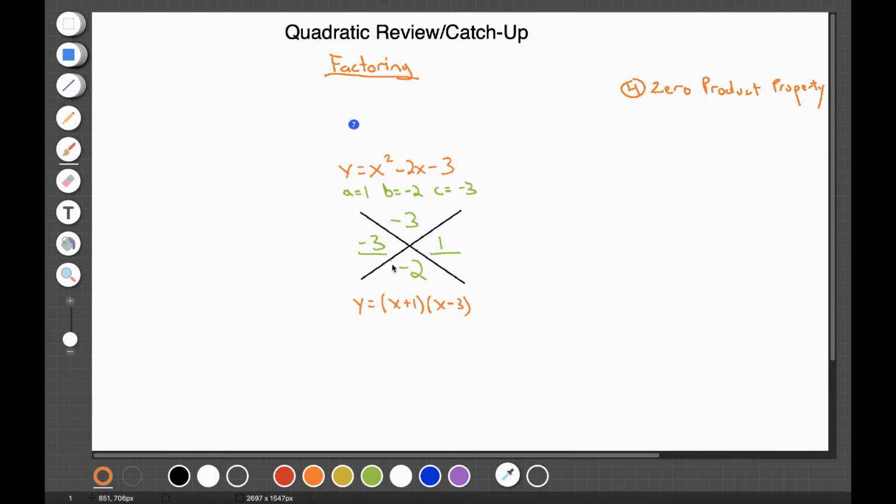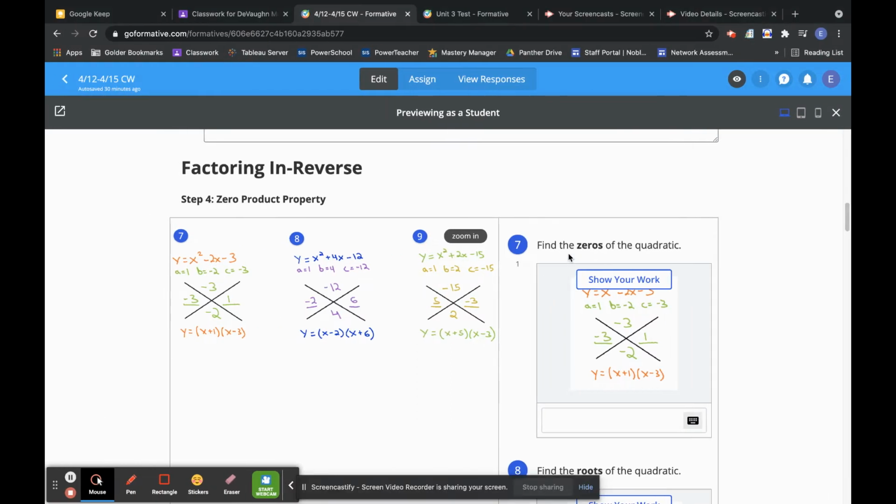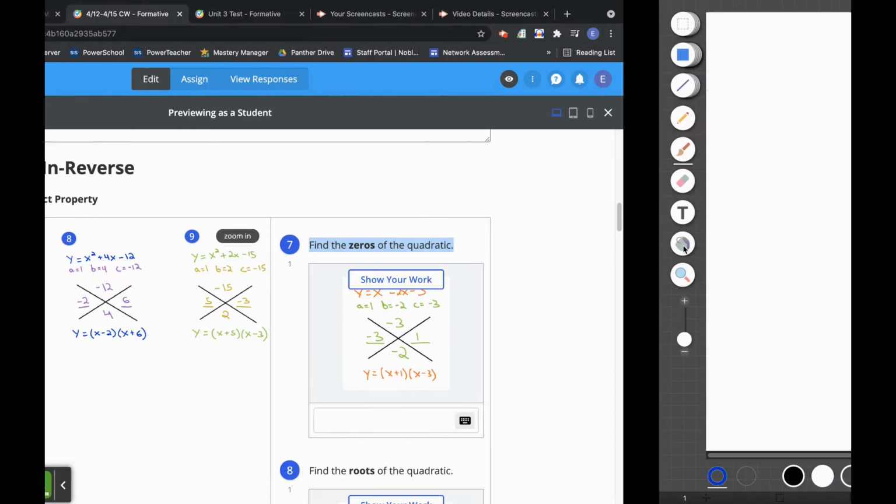You would have done all this, which we're going to review as we progress. But then the very last step is this zero product property. So you'll end up with your factored form. Well, how do you find the zeros? That's what all of these questions are: how do you find the zeros of the quadratic?